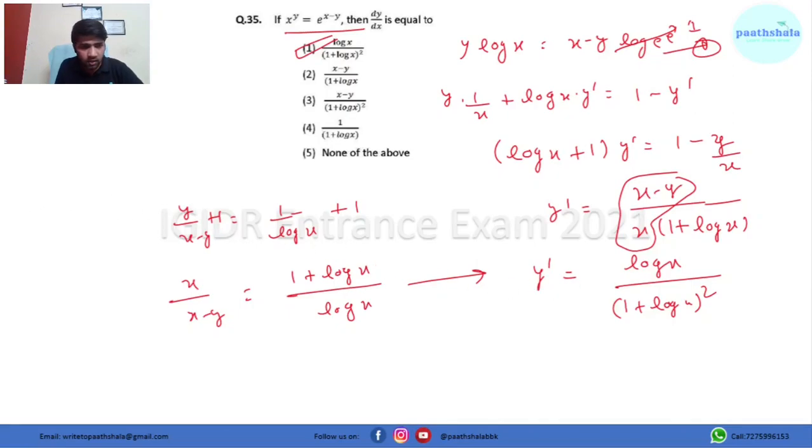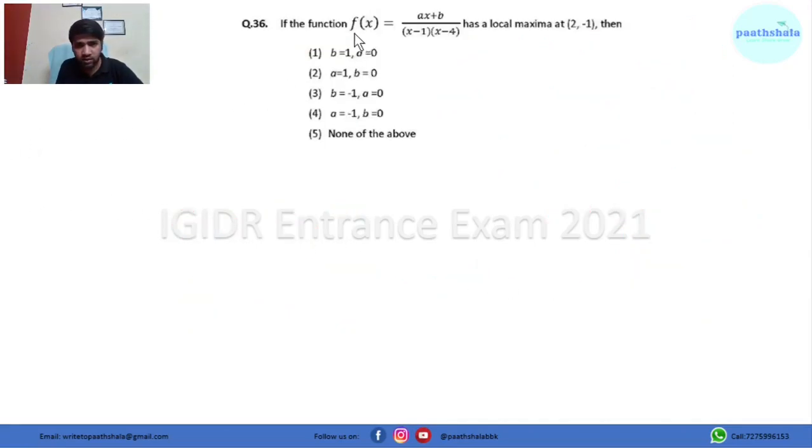Okay, so the next question is the function. This is our given function. It says it has a local maxima at this point. Okay, so local maxima, in order to find this, we can use the first derivative or the second derivative, both can be used, but let's go by the first derivative. So the first derivative should be equal to 0.